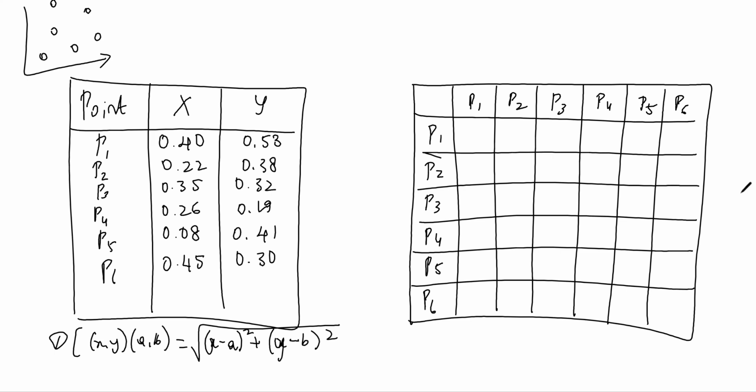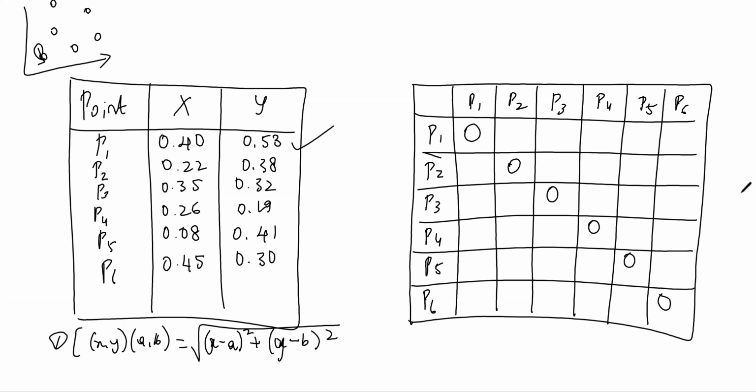Now I've got the first point. What is the distance from P1 to P1? This is my chart. I'll take the first point in it. The distance from P1 to P1 is 0, because there's nothing I have to calculate. It comes to the same point, so the value of that is 0. All of the diagonal values are going to be 0.